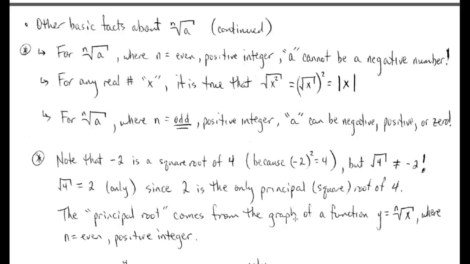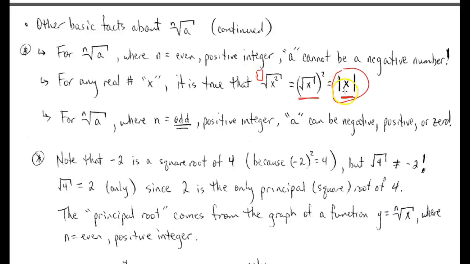So for any real number x, it is true that the square root of x squared could also be rewritten this way, which is also absolute value of x. And so we're basically saying this here, and this sort of goes back to what we were talking about earlier as to if we have some index here that's going to be an even positive number, then we always need the non-negative answer or the principal root. And so this ensures that that happens.